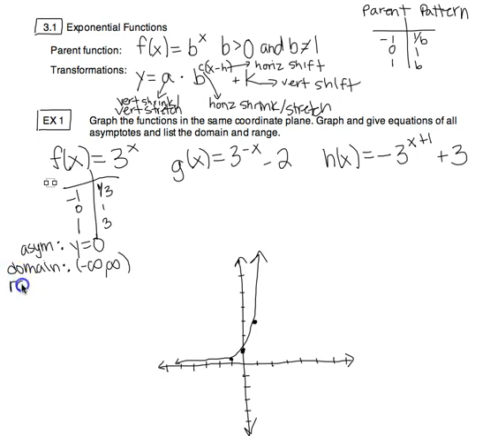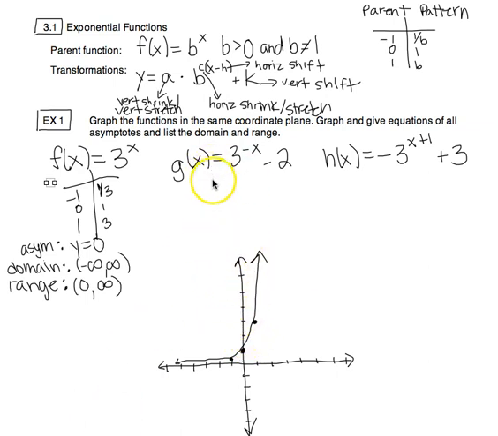The range, however, I don't have any negative values, so the asymptote is the boundary. So it starts at 0 but doesn't include 0 and goes up, so goes to infinity. So there's my parent graph.